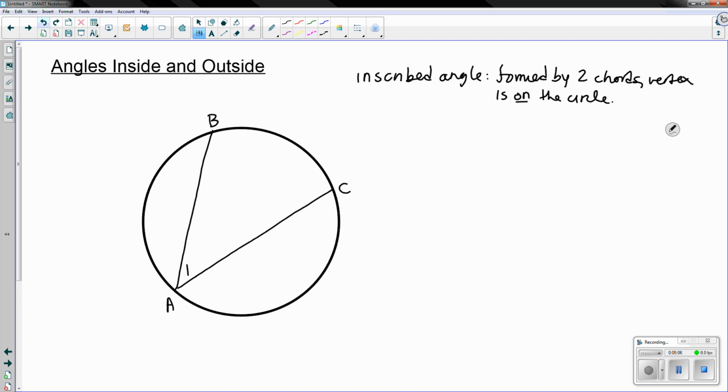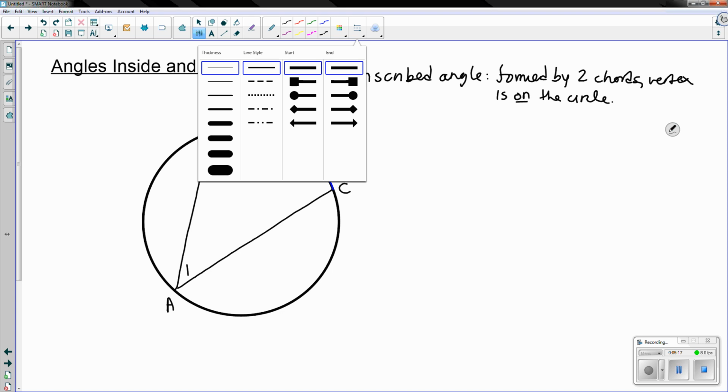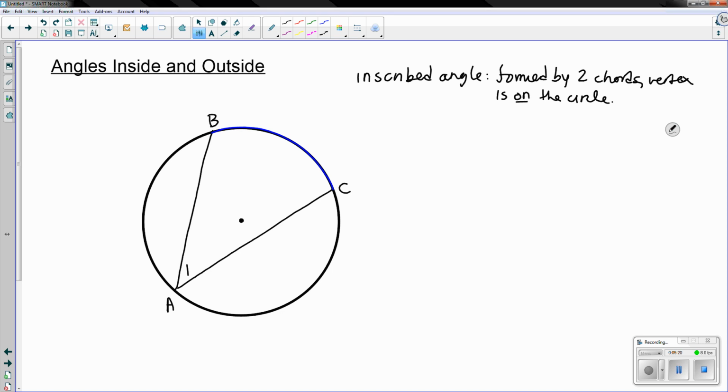What we want to know is how it relates to its intercepted arc. The central angle was equal to the measure of the intercepted arc. How does the inscribed angle relate? Here's what we're going to do. We're going to introduce our center point. The central angle related to BC is formed by the two radii. Let's call this angle 2. The measure of angle 2 is equal to the measure of arc BC. We know that from our central angle.